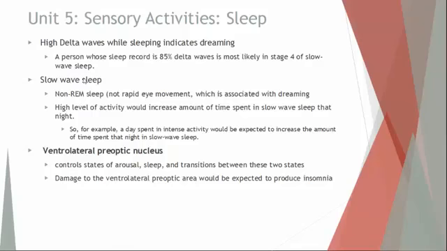And a high percentage of delta waves will indicate that a person is dreaming. That usually occurs in stage 4 of sleep. So a person whose overall percentage of brain activity is 85% delta waves indicates that they are in slow wave sleep, or stage 4 sleep. Slow wave sleep is the non-REM sleep. The REM is the rapid eye movement that's associated with dreaming.